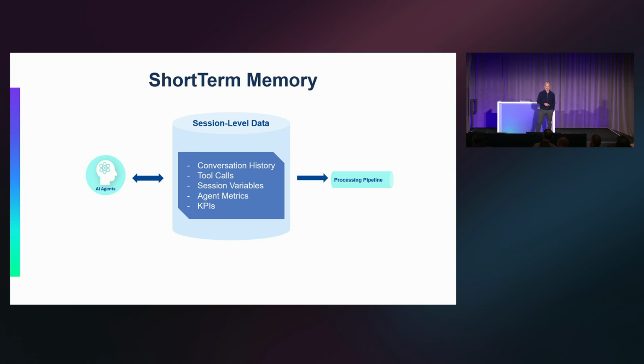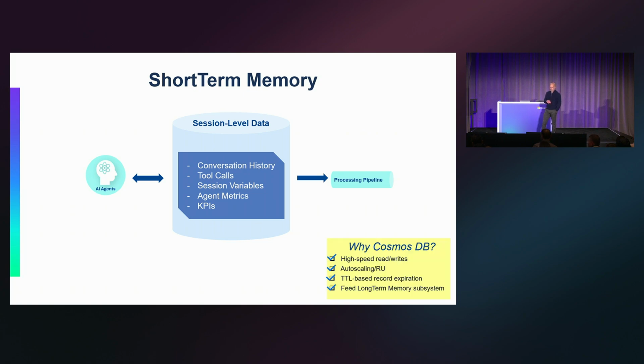What data was collected about the caller, about their account, about their appointment that's coming, about the pizza order that they wanted to make? And our agents are also self-auditing, so they're auditing their own performance as well as tracking business KPIs. And so for all this, we knew we needed a short-term memory solution in Azure. And so why Cosmos DB?